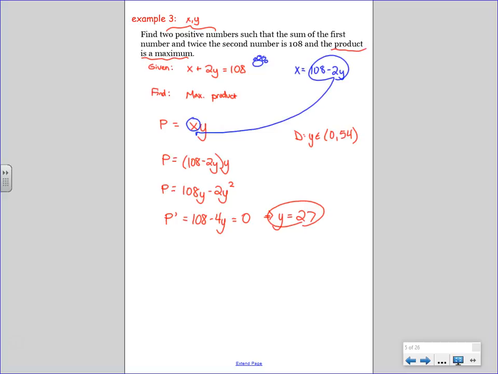So then we can go ahead and say, what are we supposed to find? Two positive numbers. So if y is 27, 2 times 27 is 54, subtracted from x is 54. So I can say one number is 54, the other number is 27.